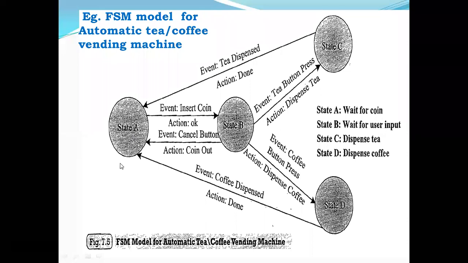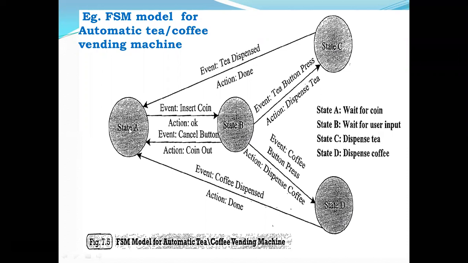What is state A? Just see here, state A is the vending machine where you will be standing in front of it. Then it will wait for you to put the coin. So that is one state here. Then the second state is, after you insert the coin, it will ask whether you want tea or coffee. State C is dispensing the tea. State D is dispensing the coffee.